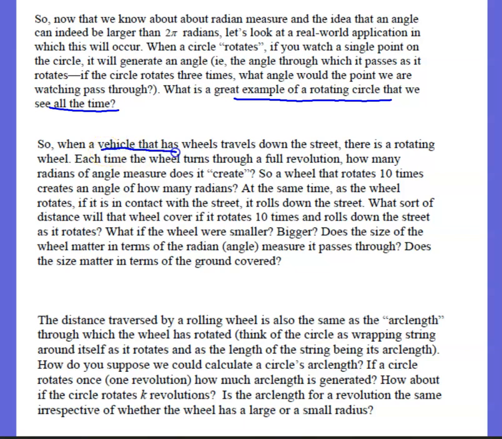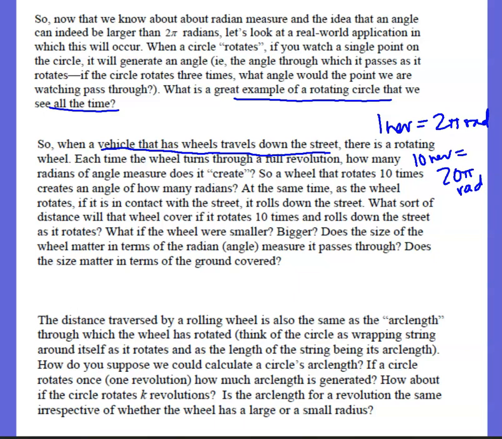When a vehicle that has wheels travels down the street, there's a rotating wheel. And each time that wheel turns, it goes through a full revolution. So again, how many radians is a full revolution? Well, each revolution is 2 pi radians. So again, if I go 10, then I would go 20 pi radians. We were just talking about that.